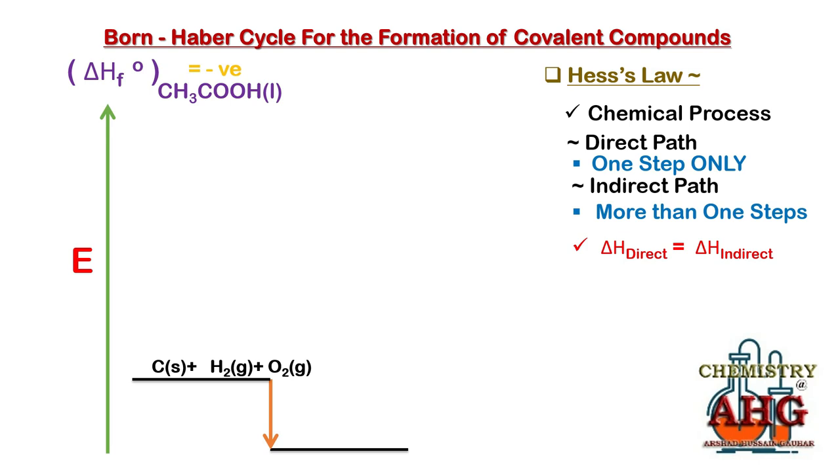What is the product of this reaction? We want to prepare ethanoic acid, so we will write down ethanoic acid at this horizontal line. Now you can see we mixed the elements and we have produced ethanoic acid.